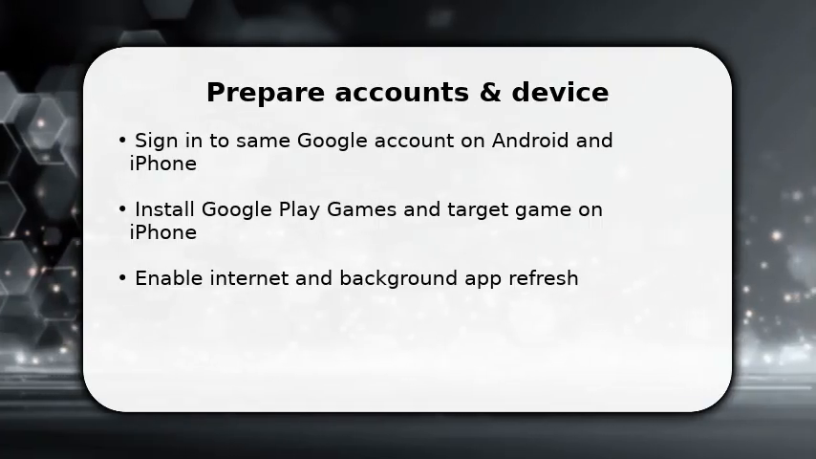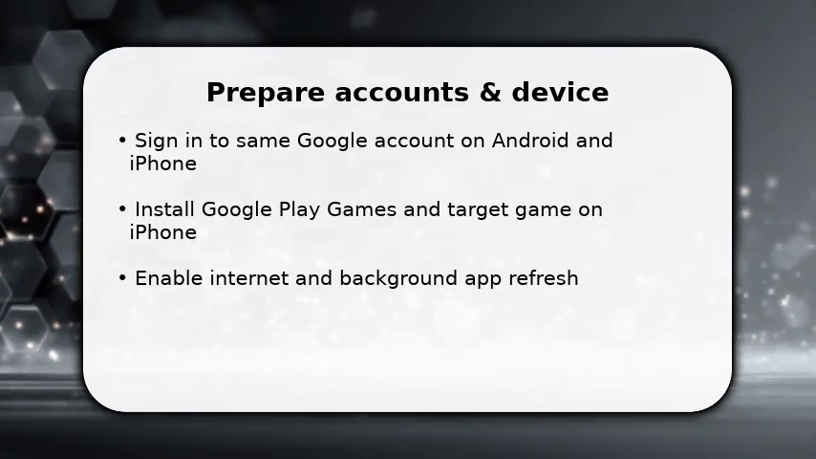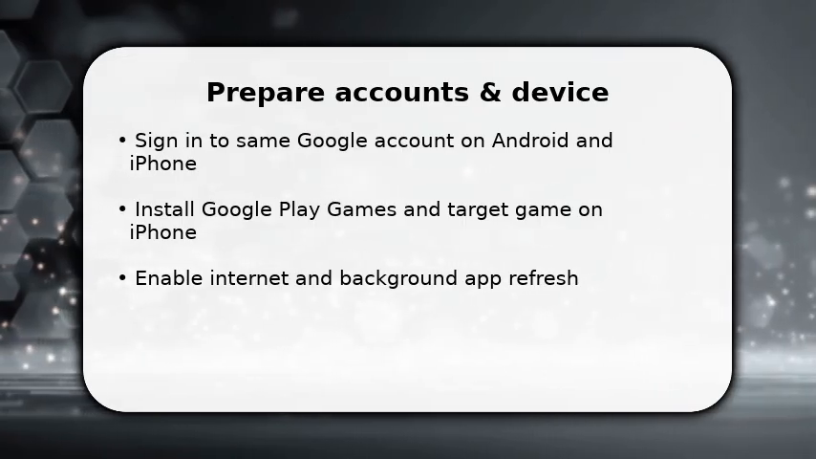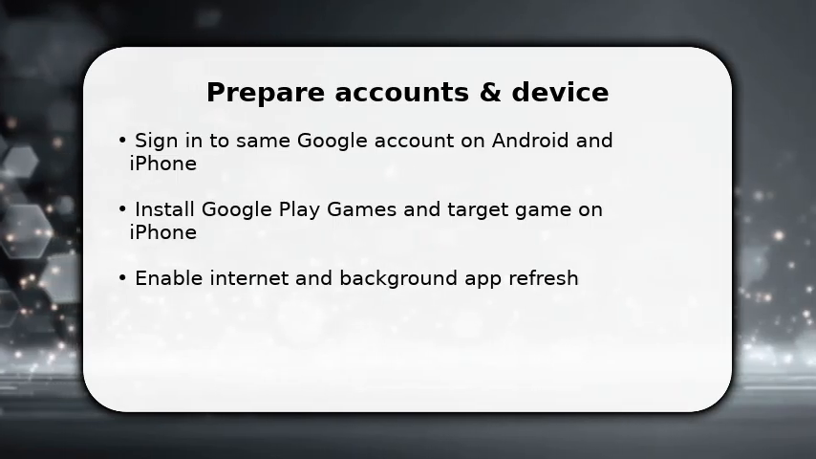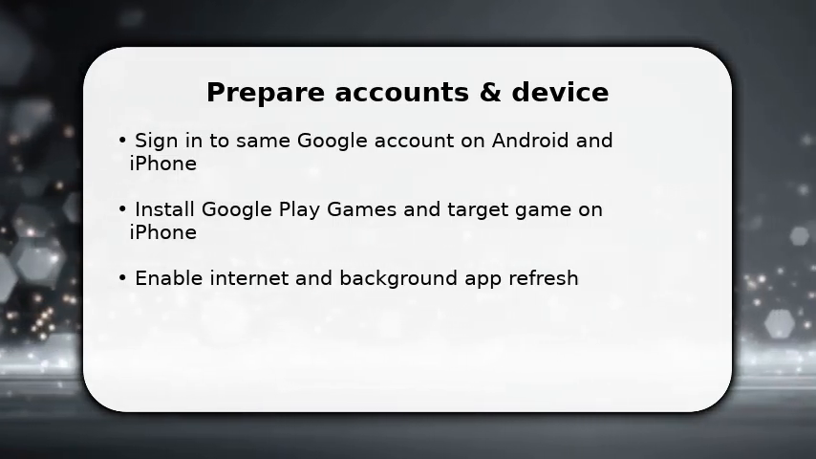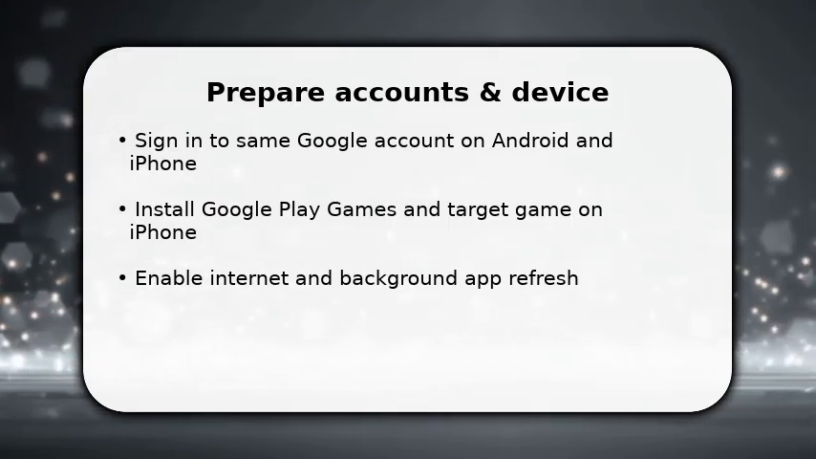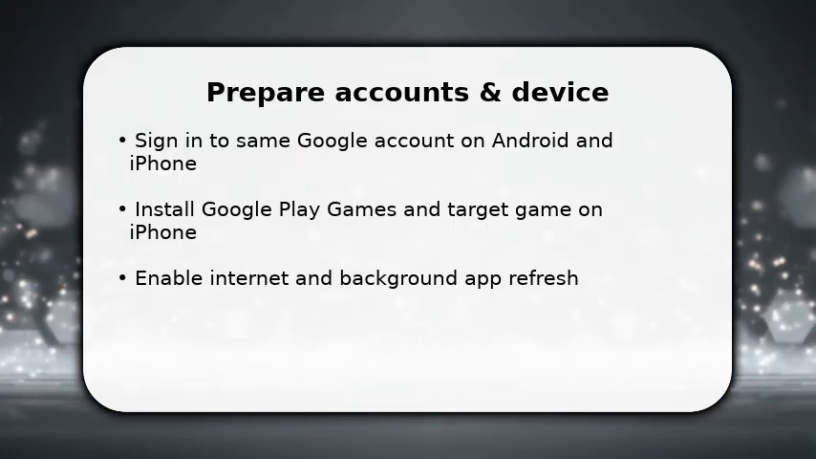You start by confirming accounts. Make sure you use the same Google account on both devices. Once done, install Google Play Games and the specific game on your iPhone and sign in. Make sure cellular or Wi-Fi is active and background app refresh is enabled so data can sync. You do this now because a mismatched account or disabled background refresh will block Cloud Link. Confirming these prerequisites prevents unnecessary troubleshooting later.